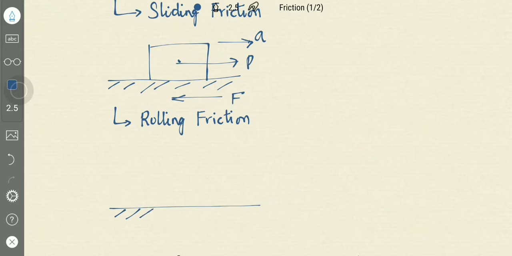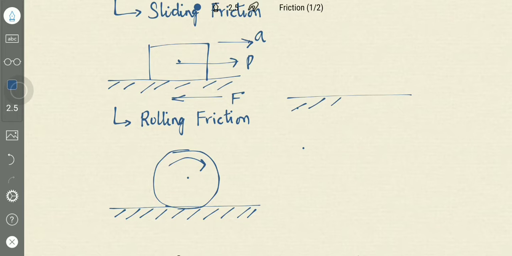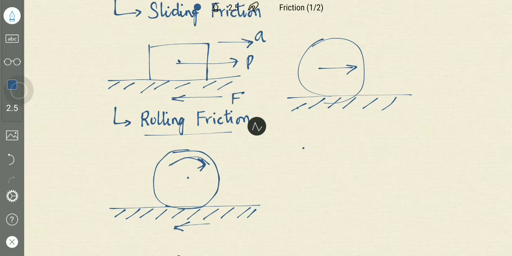The bodies can also move by rolling. Suppose there is a ball here and it is rolling. So a ball can be slid, or it can be rolled. The friction acting when the body is rolling is called rolling friction. The friction acting when the body is sliding is called sliding friction.